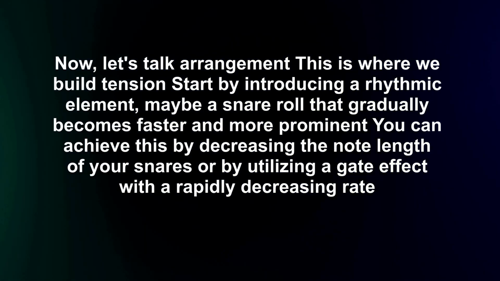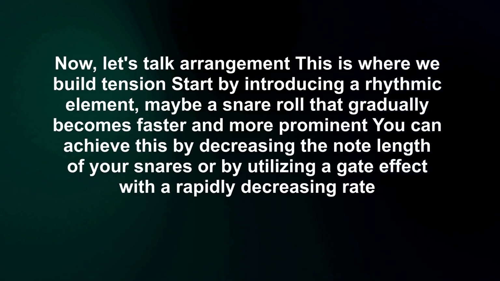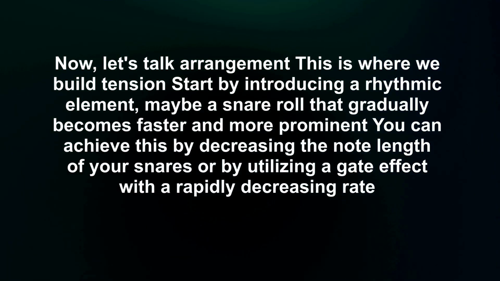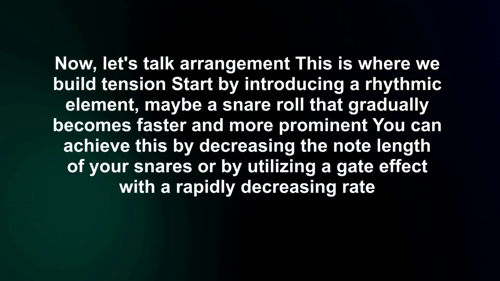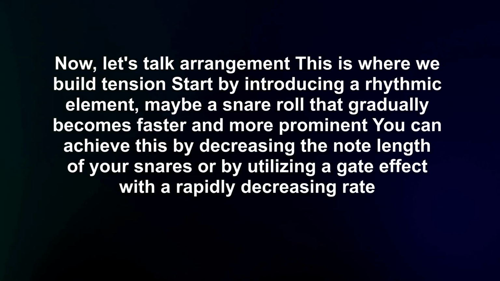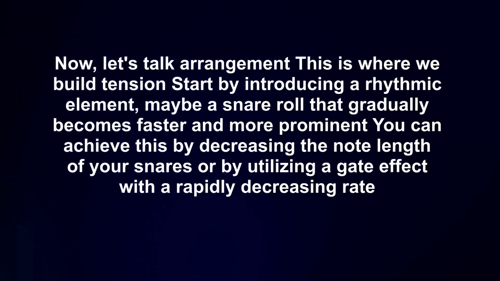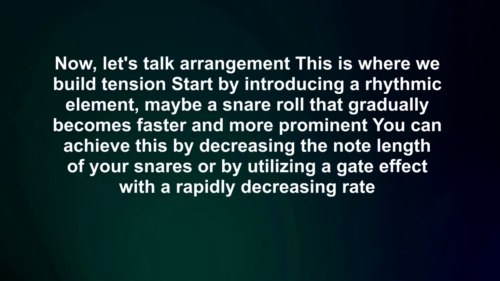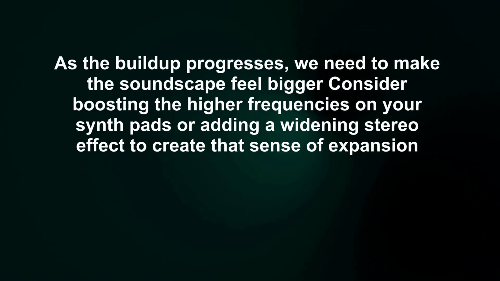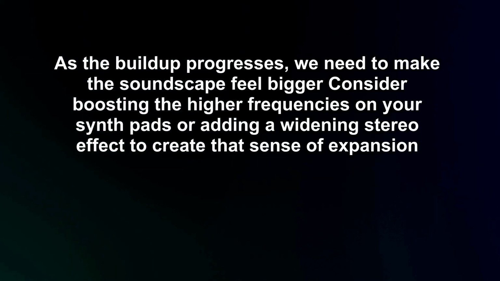Now, let's talk arrangement. This is where we build tension. Start by introducing a rhythmic element. Maybe a snare roll that gradually becomes faster and more prominent. You can achieve this by decreasing the note length of your snares or by utilizing a gate effect with a rapidly decreasing rate. As the build-up progresses, we need to make the soundscape feel bigger.